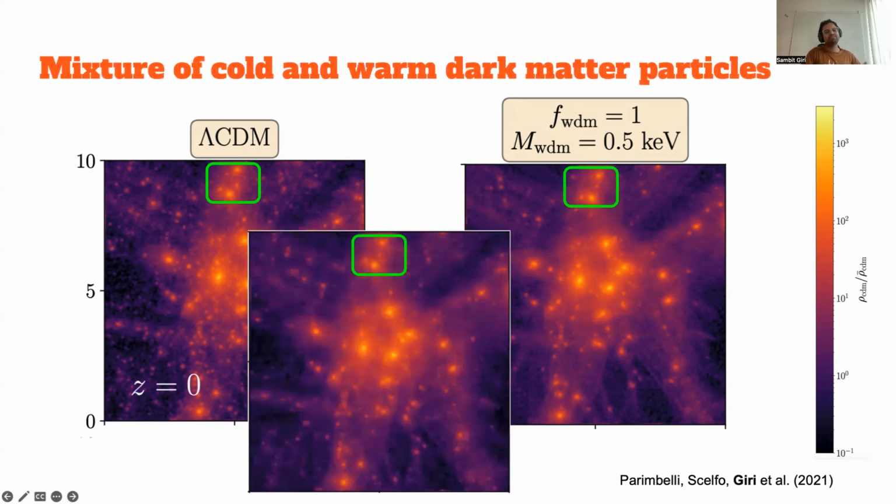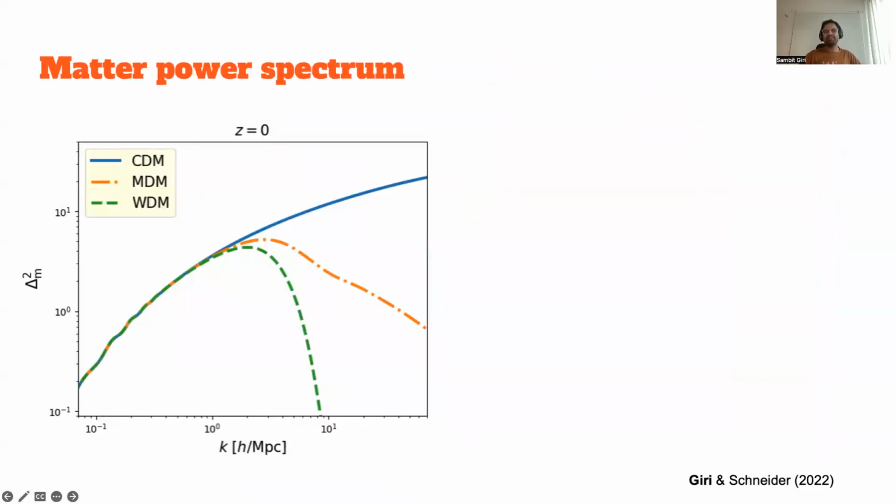We could also have scenarios where the dark matter is a mixture of cold and warm particles, such as the middle panel here, where we assume 50% of each of these two type of particles. The overdense structures in this mixed dark matter case is somewhere in between the two extreme scenarios of completely cold and completely warm particles. To make this comparison more quantitative, let us look at the matter power spectrum.